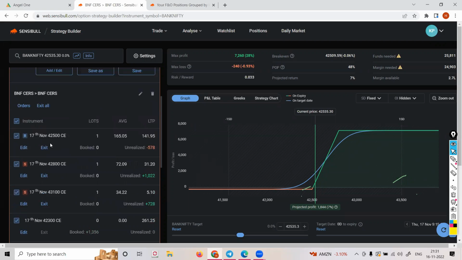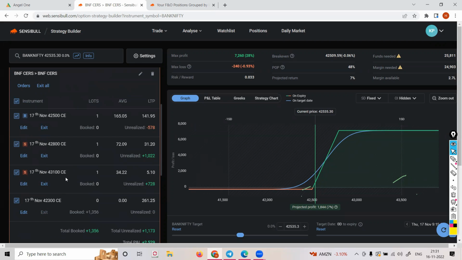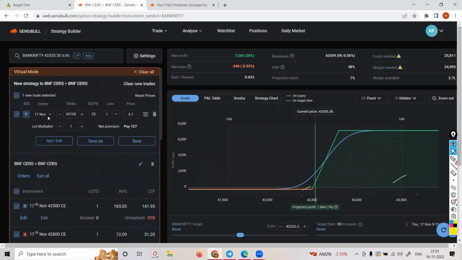That's it. I have just exited because I have this 43,100. If I want to exit, what I have to do? I have to buy back. So I am exiting 43,100. This is how my trade will become. My loss is 240. My margin has reduced from 1,50,000 to 24,000. That means I have another 1,20,000 pending with me.